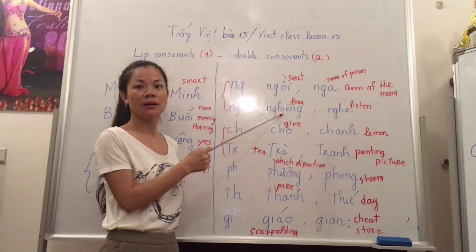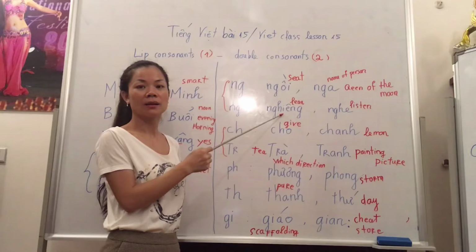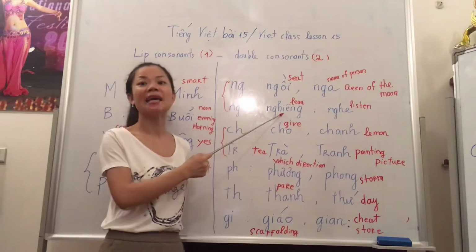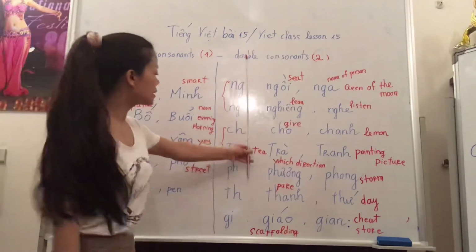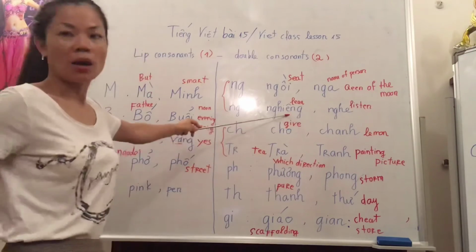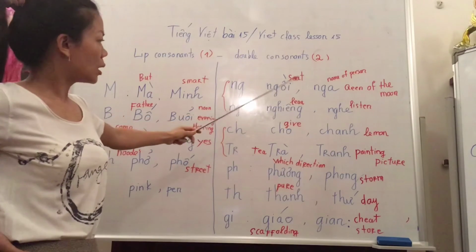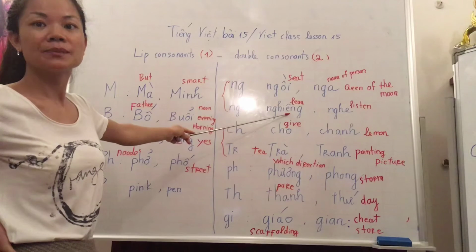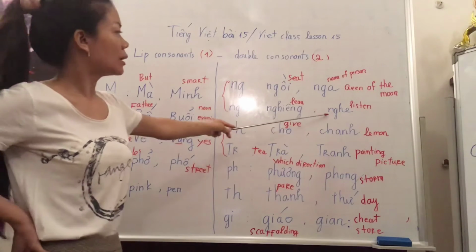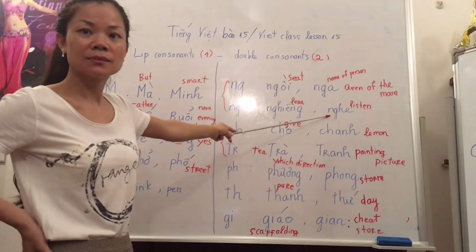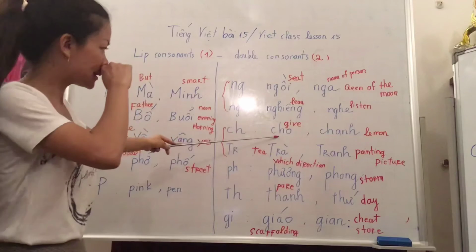This is nghiêng. The second line. Forget about the first word, okay? We just talk the syllable. Nghiêng. This one, nghe. Nghe. Yes. Next.